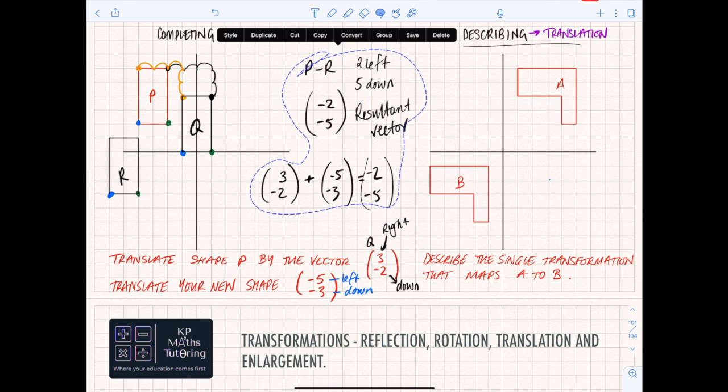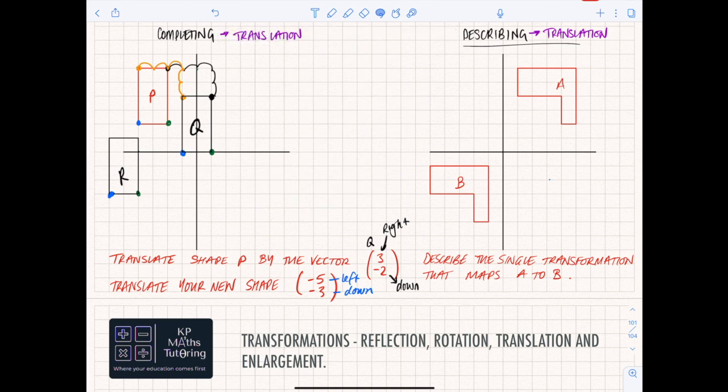Okay, going to get rid of that, just to create a bit more space. Let's look at now how we would describe this. It says here, describe the single transformation that maps A to B. Right, so for me to go from A to B, I know I'm going to say translation, because the shape is exactly the same, but it's just been moved. It's not got bigger, it's not got smaller, it's not rotated in any direction, and it's not been reflected. So therefore I know it's going to be translation.